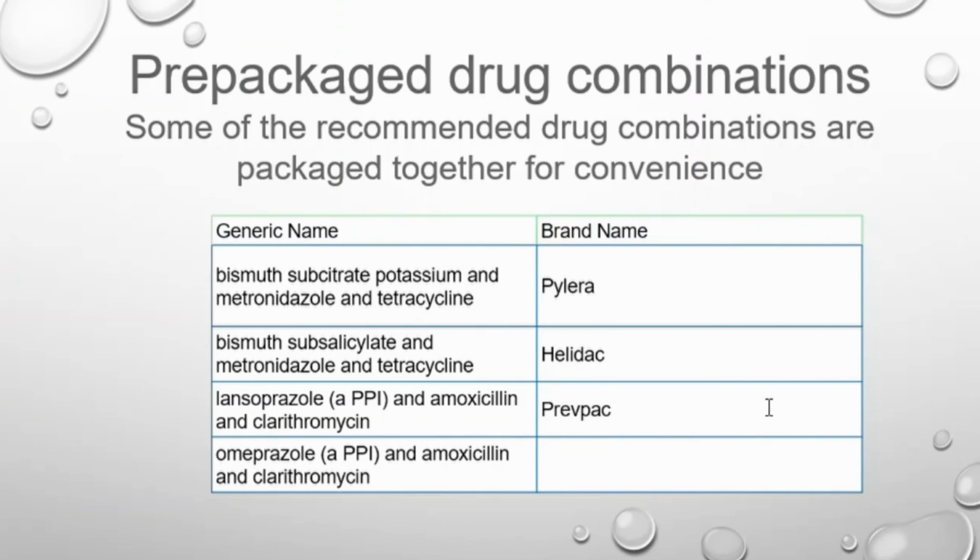There are also prepackaged drug combinations, where some of the recommended combinations are packaged together for convenience. We have bismuth subcitrate potassium, metronidazole, and tetracycline, which is Pylera. Bismuth subcitrate, metronidazole, and tetracycline is Helidac. Lansoprazole, amoxicillin, and clarithromycin is Prevpac. And we also have a PPI with amoxicillin and clarithromycin, with omeprazole, while the other one has lansoprazole.